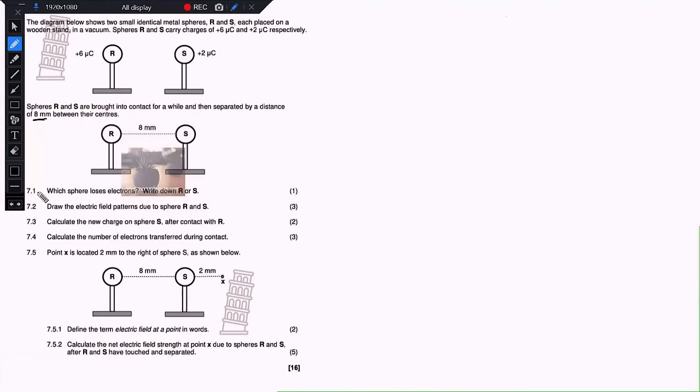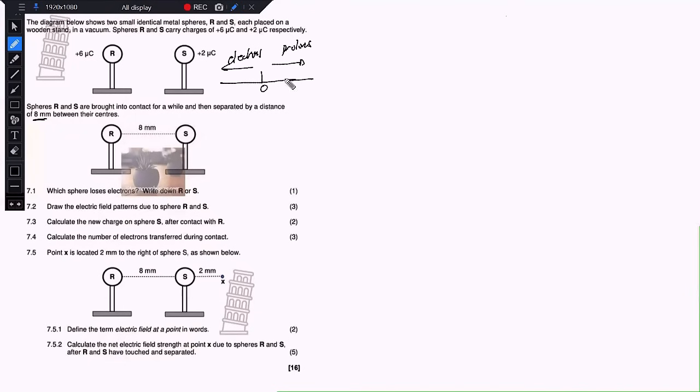7.1 says, which sphere loses electrons? Write down R or S. When it comes to this, we must understand the concept of which one is electron deficient and which one has an excess of electrons. If we look at this in terms of a number line, going to the negative, let's say these are the electrons, and going to the positive, these are the protons. If it has more protons than electrons, it is electron deficient. If it has more electrons than protons, it has an excess of electrons.